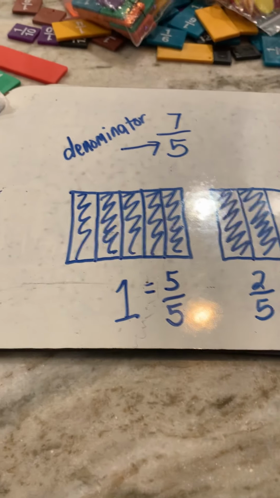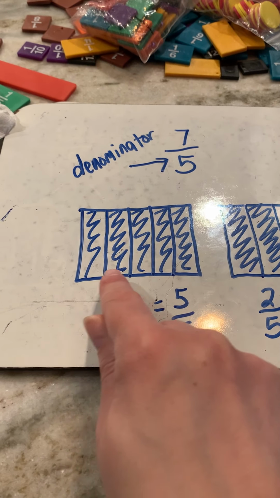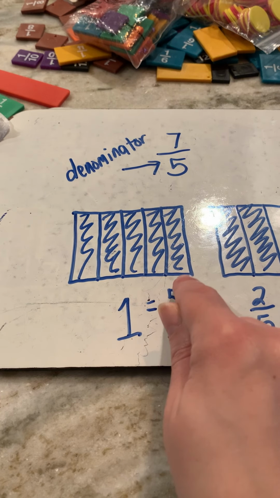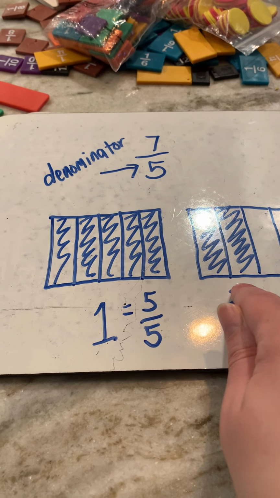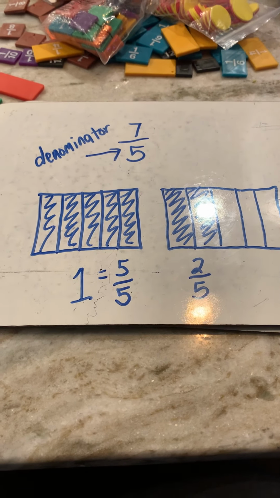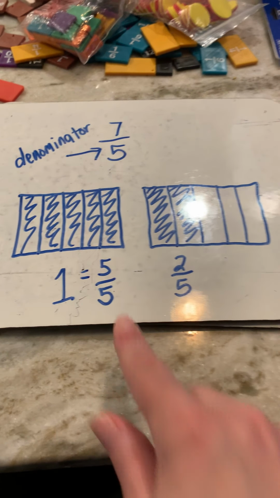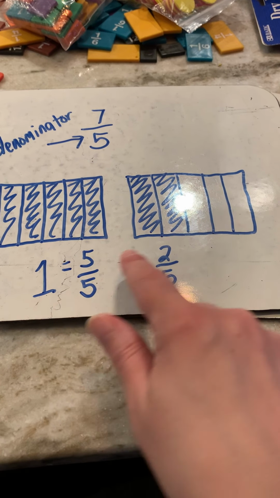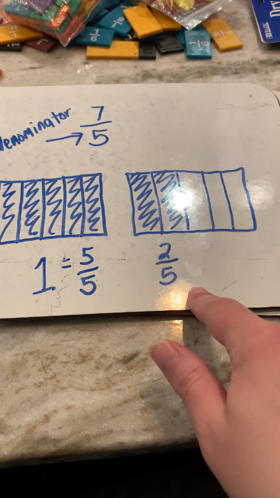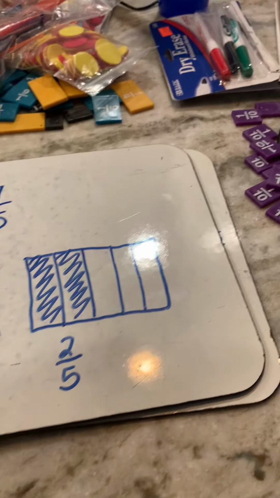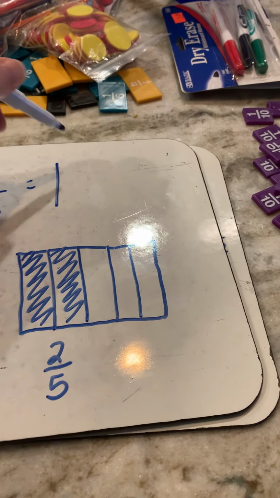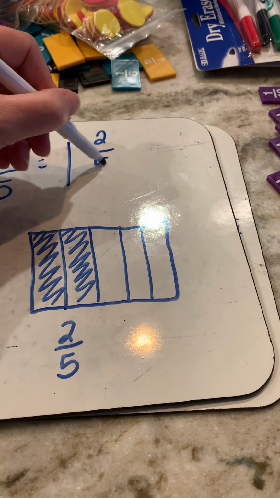So here I want you to look and count with me. 1, 2, 3, 4, 5, 6, 7. This is how you would show 7 fifths as a model. 5 fifths equals 1 whole plus 2 more fifths equals 7 fifths in all. So we would say that 7 fifths is 1 whole plus 2 fifths of another whole.